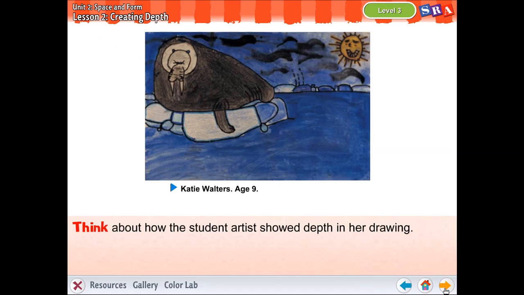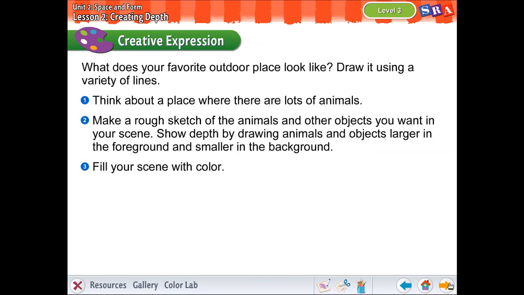Think about how the student, Katie Walters, age 9, showed depth in her artwork. She has a big old walrus on an ice floe. And then further in the background, you see that there seems to be some more ice, and I think maybe a little walrus in the background. But you can't tell what it is, just like you couldn't normally unless you had a telescope. So the details don't matter. Big walrus, small in the background. The walrus is close to us. Everything in the background is far away.